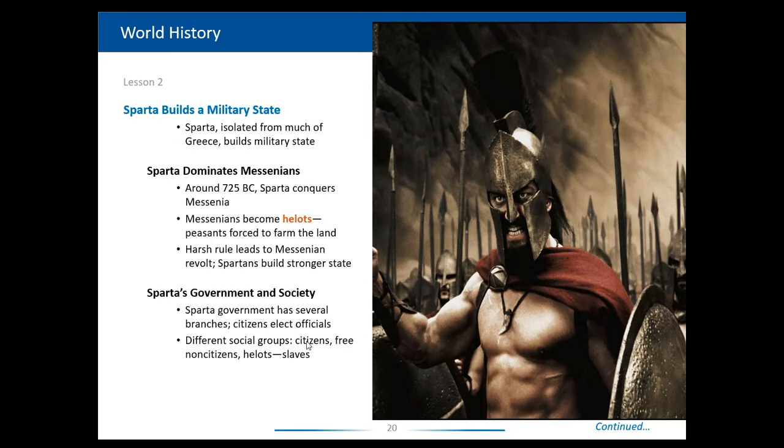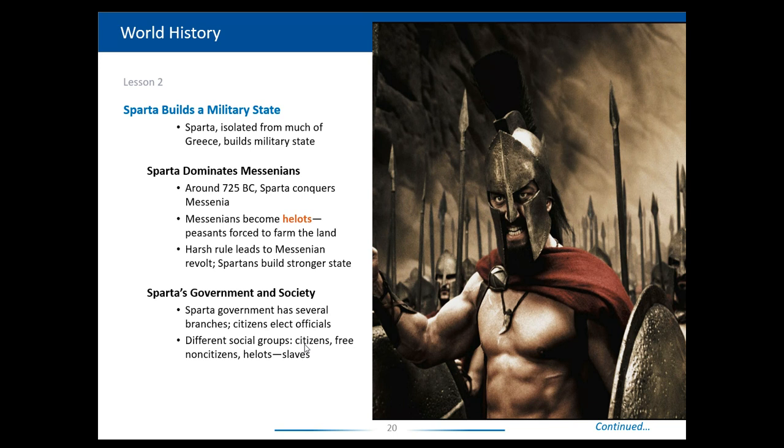Sparta built a military state, and Sparta is isolated from much of Greece and builds its own military state. The Spartans dominate the area, and around 725 BC, Sparta conquers Messenia. Messenians become Helots. So once they're conquered by the Spartans, they become Helots, which are peasants forced to farm on the land. So they basically become servants to the Spartans. And the harsh rule leads to the Messenian revolt, and the Spartans built a stronger state because of it.